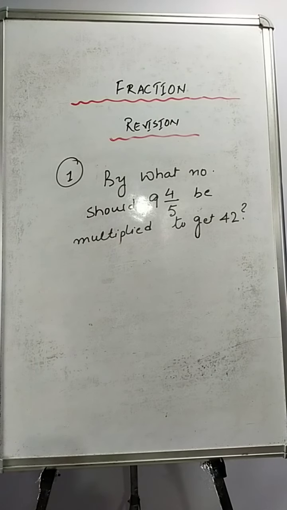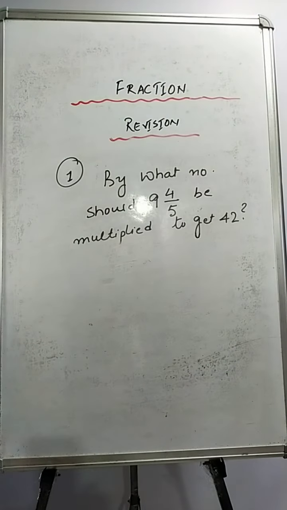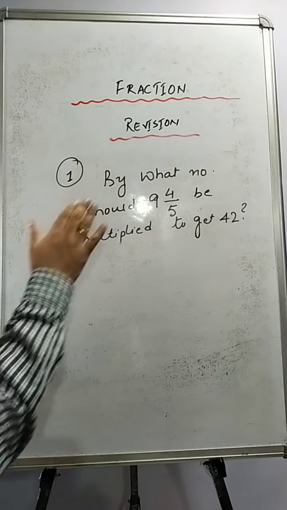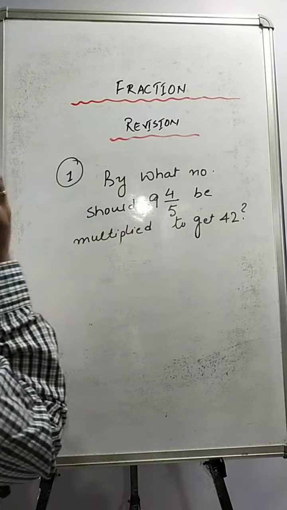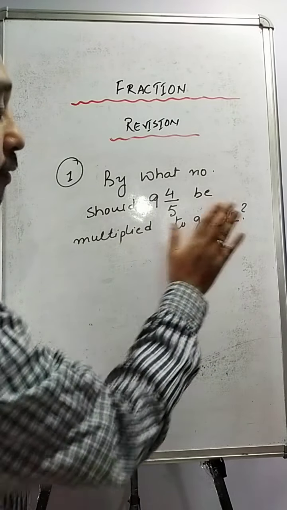Hello students, today we'll do revision on the chapter fractions and decimals, but today we'll only practice fractions, not decimals. This is the first sum that I have chosen from R.S. Agarwal: by what number should 9 4 by 5 be multiplied to get 42?